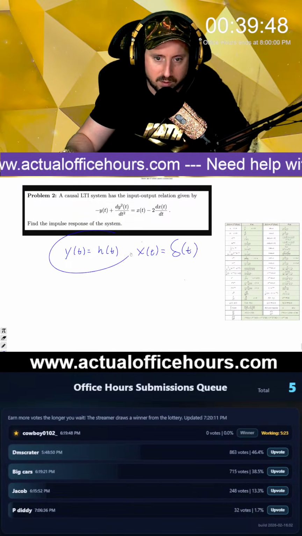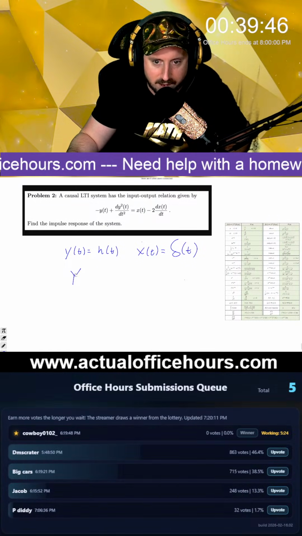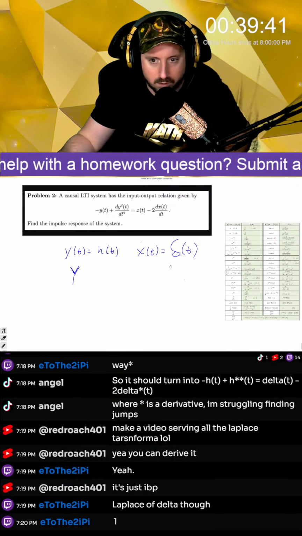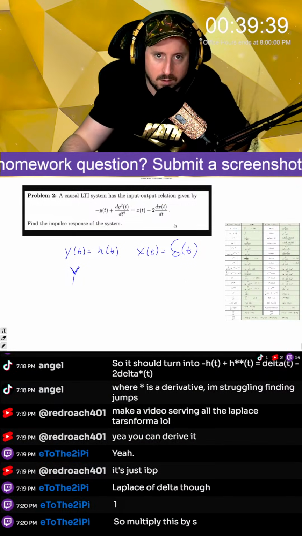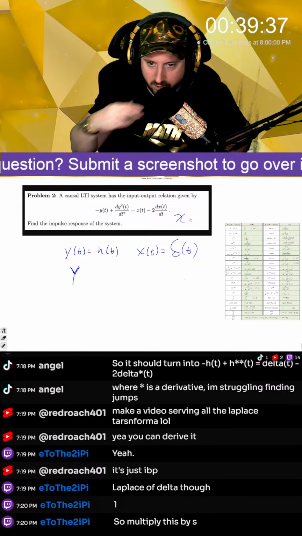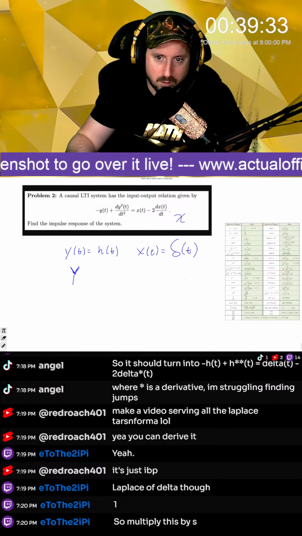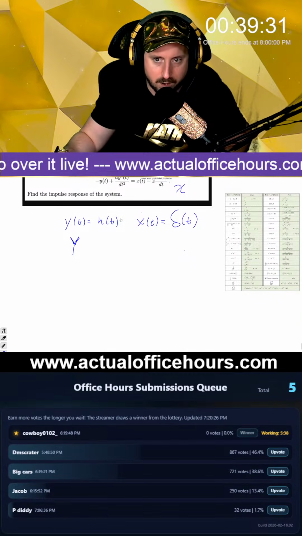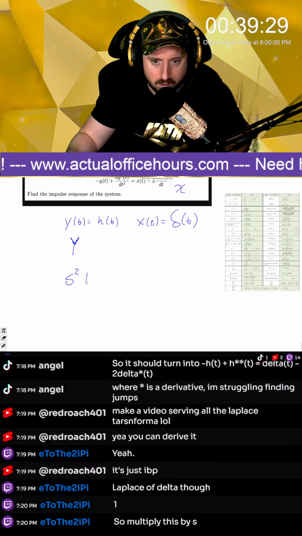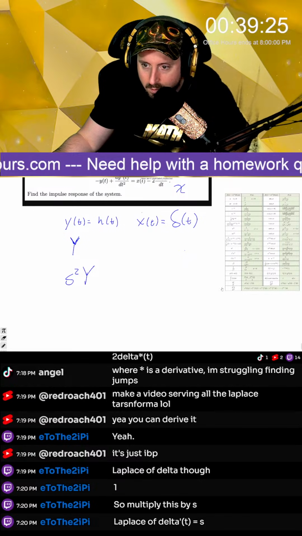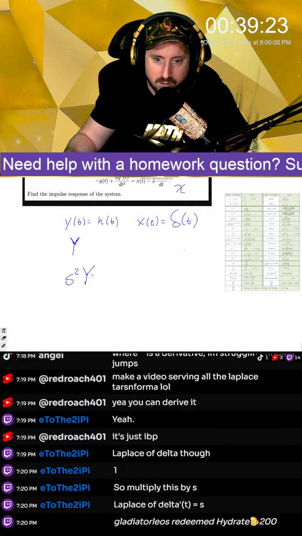Okay. Maybe let's call this one, I don't like the f's and s's, I'm gonna call this capital Y. I'm gonna call this one capital X maybe, or squiggly X. So this one, the second derivative, I know is s squared capital Y of s, right?